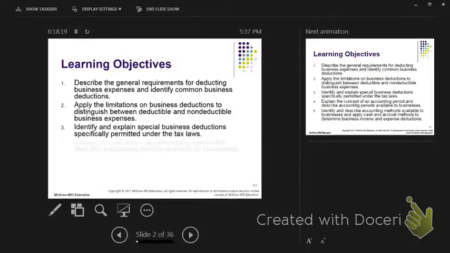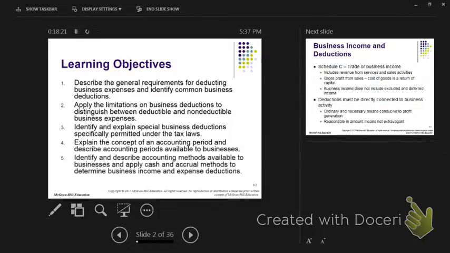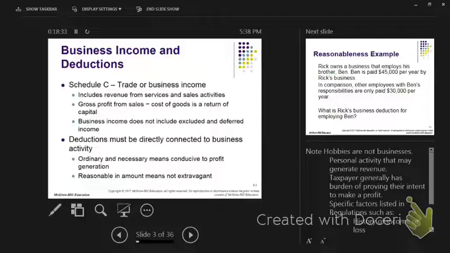So some of the things we're going to talk about, like I said, we're not going to go into the detail of the accounting methods, just the general business deductions, some of the special business tax laws, and a little bit about the accounting periods. A Schedule C is about trade or business. Like we talked about on that form, it involves revenue from services or sale activity. The difference is a service is offering something that you're providing, and a sale is selling a good. Then the gross profits, cost of goods sold. Business income does not include any type of deferred income, which we'll talk a little bit about.